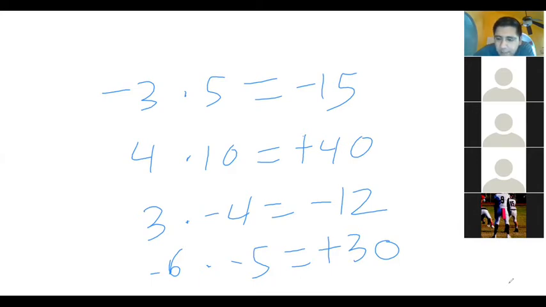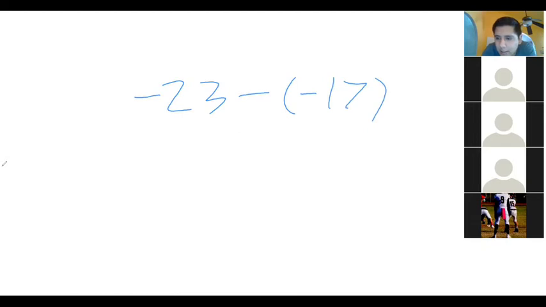All right, guys. I think we're good with that. There's just a couple of key things for you guys to remember. Let's say we have this example: negative 23 minus negative 17. I know that someone said that earlier, how it's like a minus negative 17 or something like that.